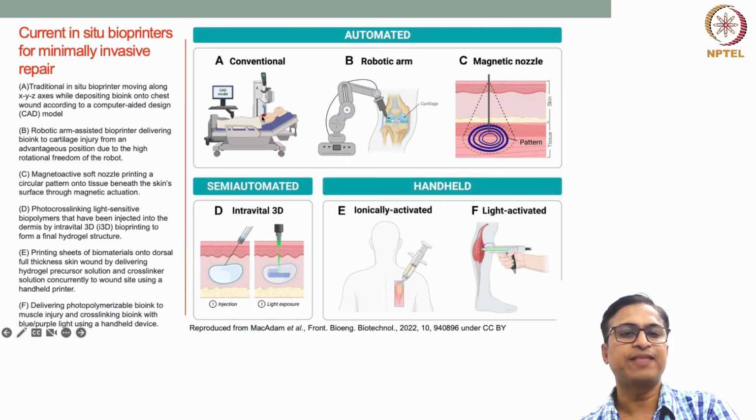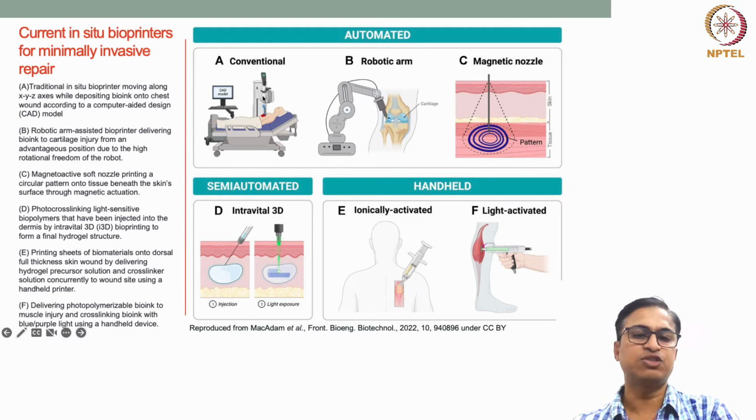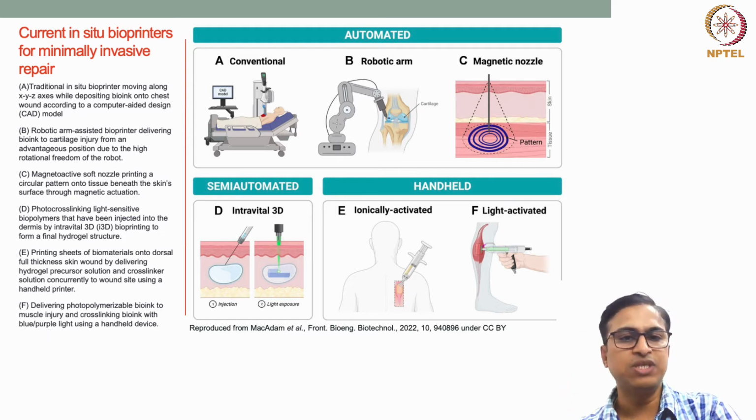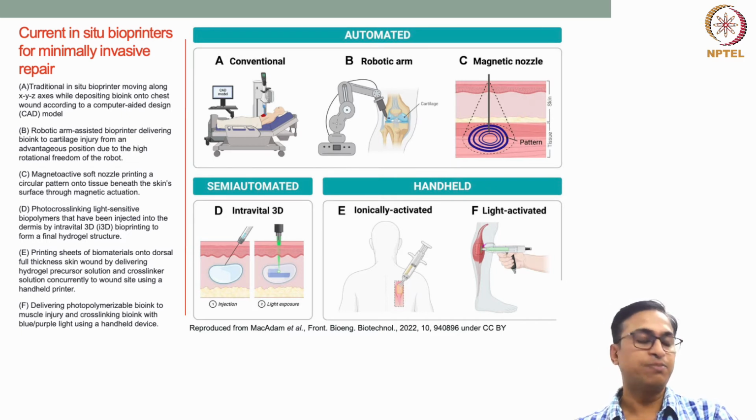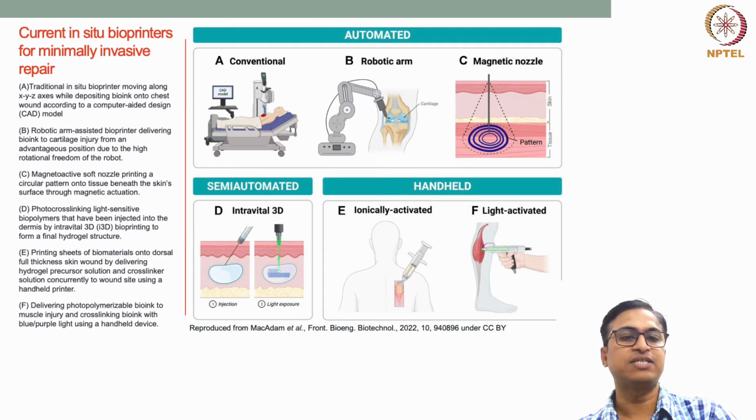Suppose there is a wound in the chest. With a conventional bioprinter that moves in the XYZ direction, we can deposit the structure directly on the wound bed. This kind of conventional bioprinter can be used when the wound is present on the surface of the body, like the skin, that is easily accessible with this bioprinter. For that kind of application, the conventional bioprinter can very well be applied.